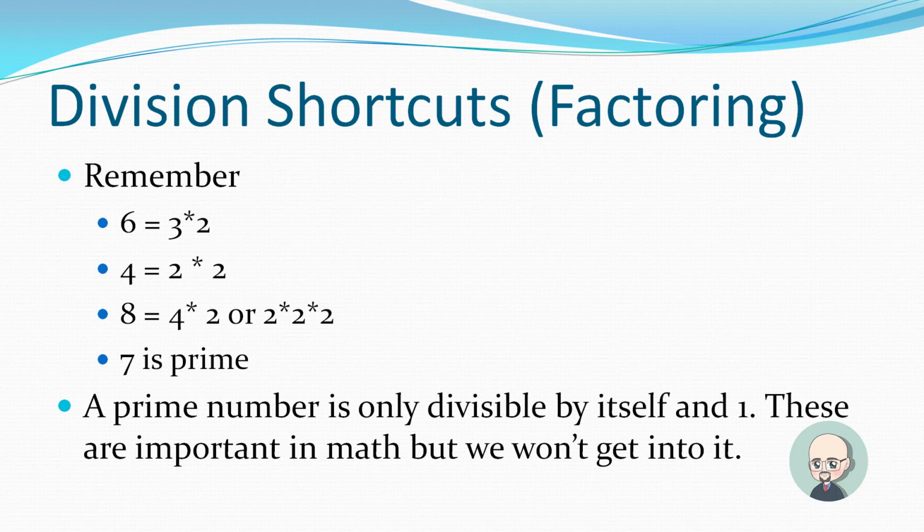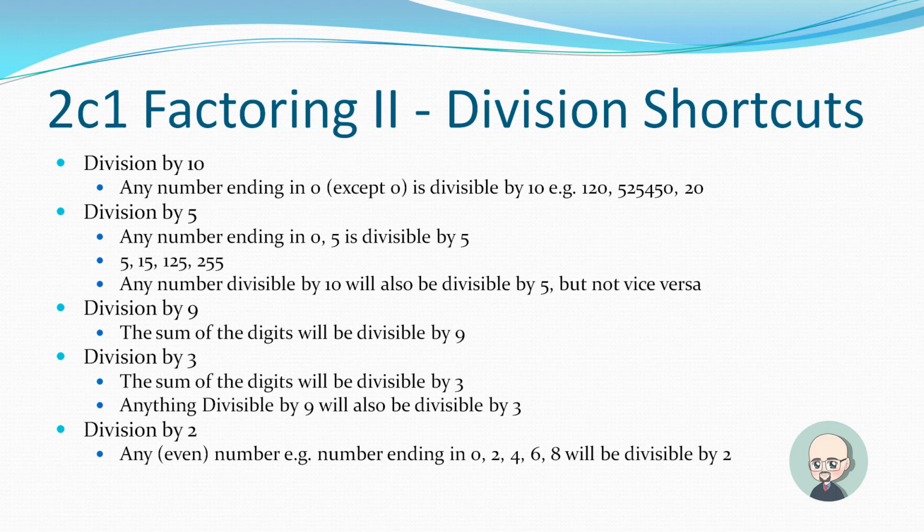7 is prime. A prime number is only divisible by itself and 1. These are important in math, but we won't really get into it. Okay? So again, these are just some shortcuts from division that are valuable in factoring. If a number is divisible by another number, like say 10, that number is also a factor.